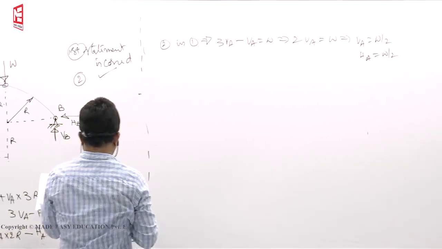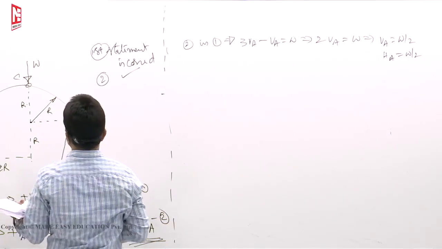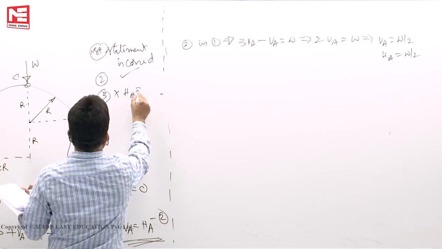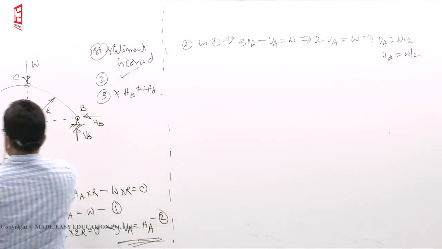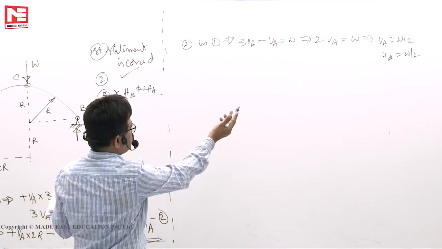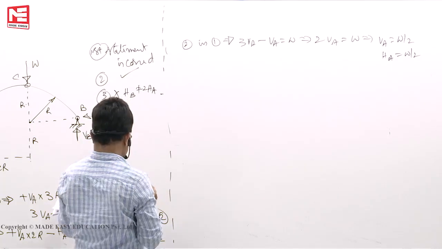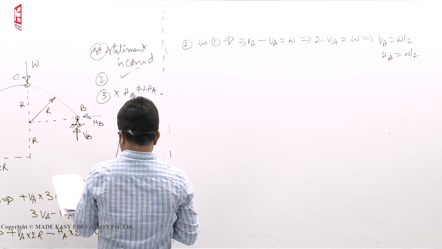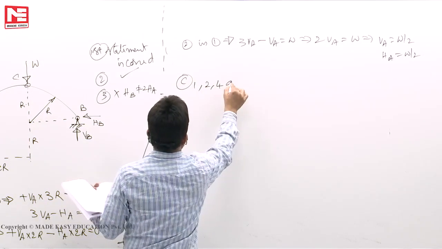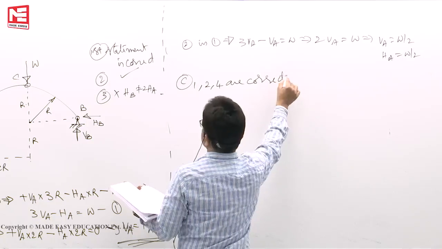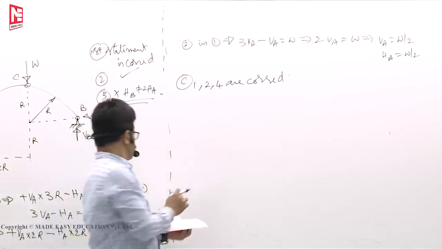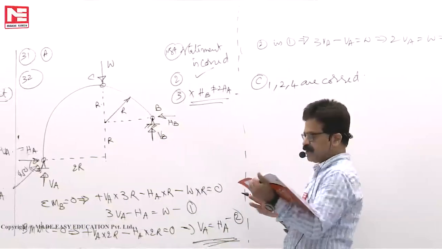Third one, HB is equal to 2HA, cannot be correct. Third statement is wrong. HB cannot be equal to 2HA because HA and HB must be same. So third statement is wrong. HA and HB are equal to W by 2. Fourth statement is correct. So which of the above are correct? C. 1, 2, 4 are correct. Third statement is wrong. Simple question, just find the reactions and observe the statements.